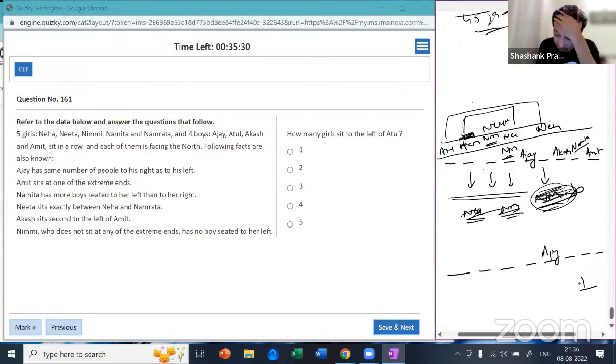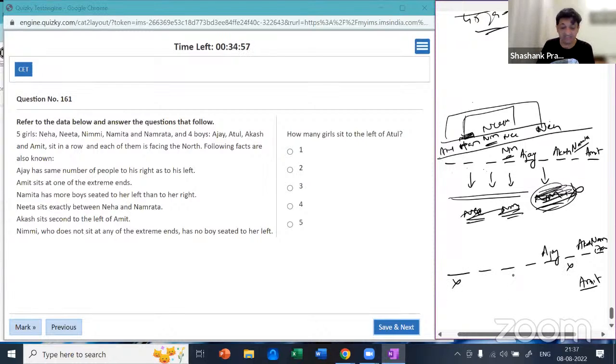Amit sits at the extreme. Akash sits second to the left of Amit. So Amit has to be here, and Akash has to be here. Have we been told that boys and girls should alternate? Not really. It won't be so. Okay. Akash, Amit is done. Namita has more boys seated to her left than to her right, but there are 4 boys, so Namita has to be present here. Nimmi is not at the extreme ends, so Nimmi is not here.